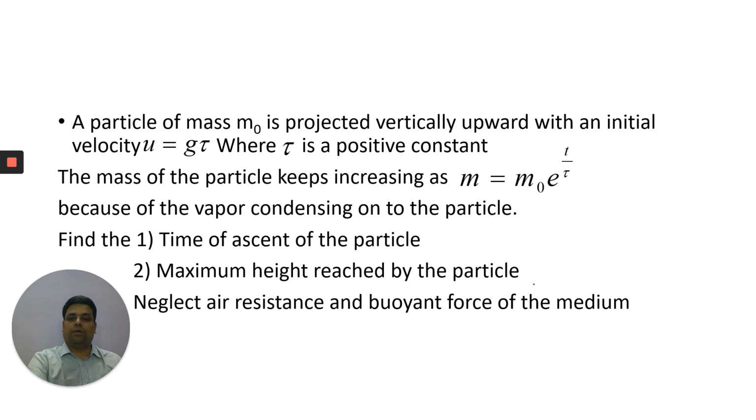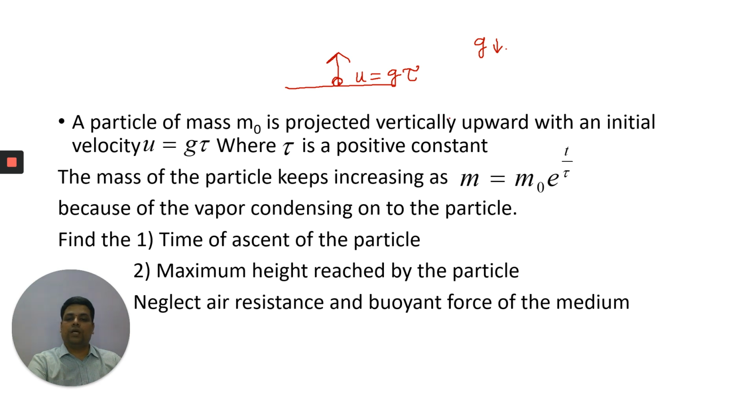Here is another question. A particle of mass m0 is projected vertically upwards with an initial velocity u. So u is given as g tau, where tau is some positive constant. The mass of the particle keeps increasing according to the rule m equals m naught e power t by tau, because of vapor condensing onto the particle. Find the time of ascent of the particle and the maximum height reached by the particle. Neglect air resistance and buoyant force of the medium.